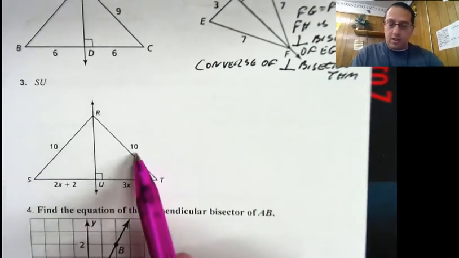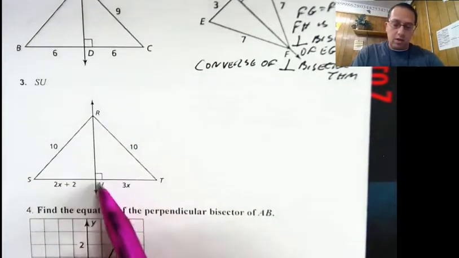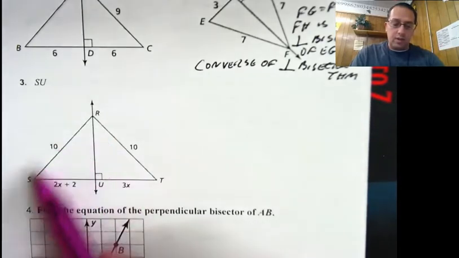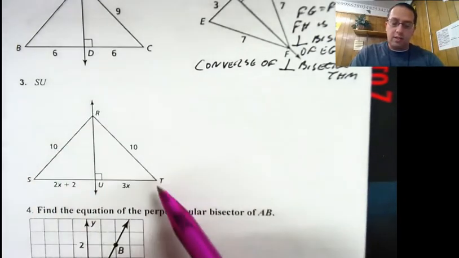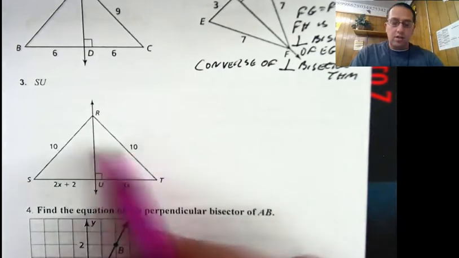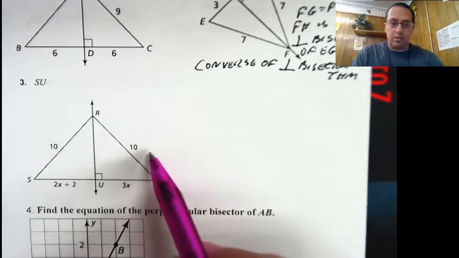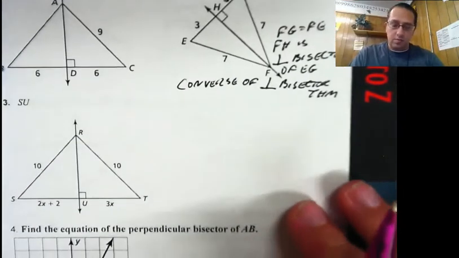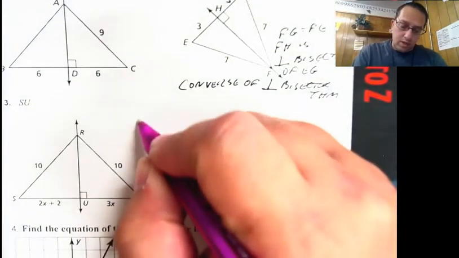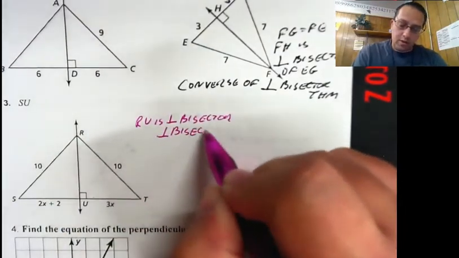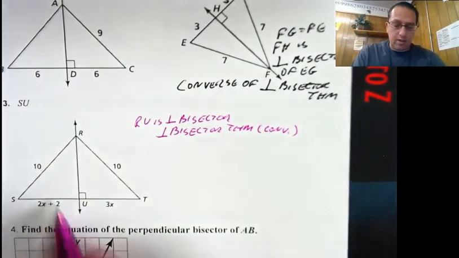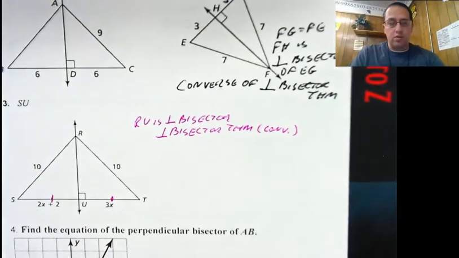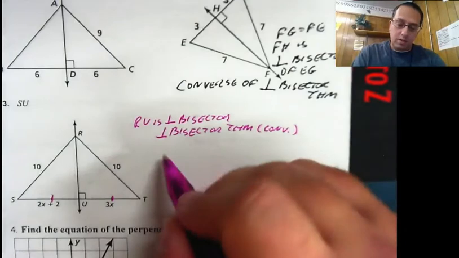Well, we have this is 10 and that is 10. So what that means, point R is on the perpendicular bisector because it is the same distance from point S as it is from point T. So if this is the perpendicular bisector, which I know because it's the same thing here, converse of the perpendicular bisector theorem. All right, so I'm going to go ahead and put that down. That means that SU is congruent to UT. So I can set those two equal to each other.